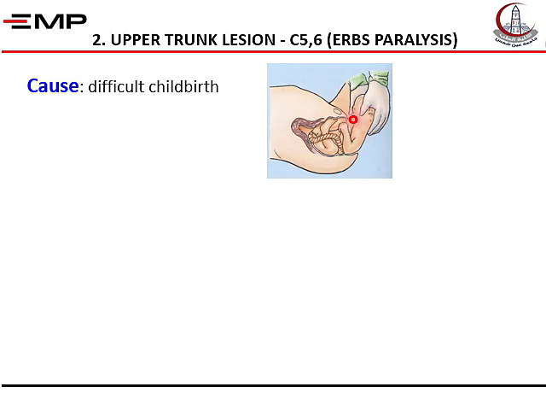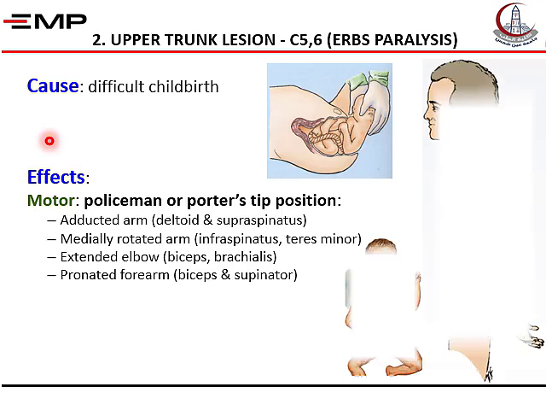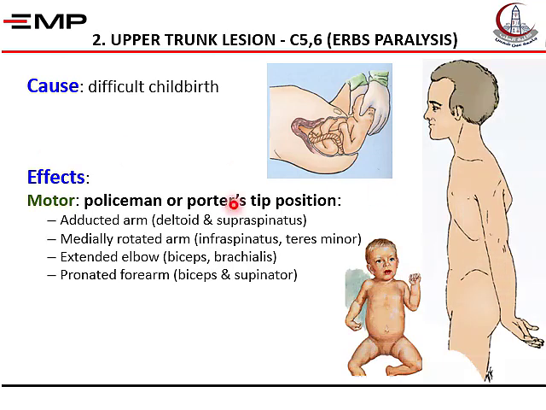After the delivery of the fetal head, the body is still inside. If the doctor handles the head roughly, abducting it on one side strongly, this causes stretch on the upper trunk in its central point, which is called Erb's point, that ruptures. This will lead to motor manifestations and sensory manifestations. The motor effect is called policeman position or tip position.